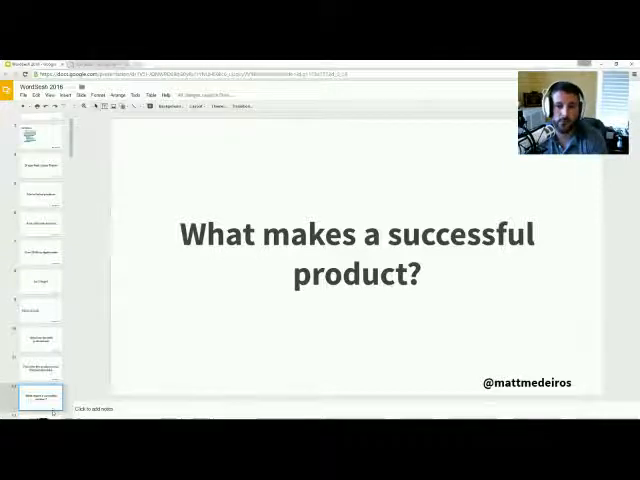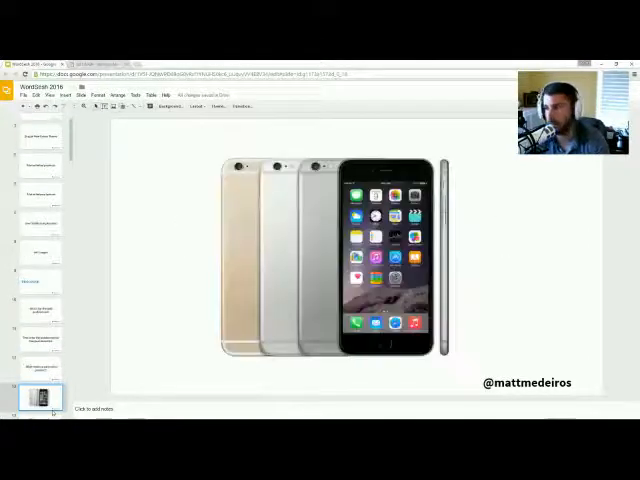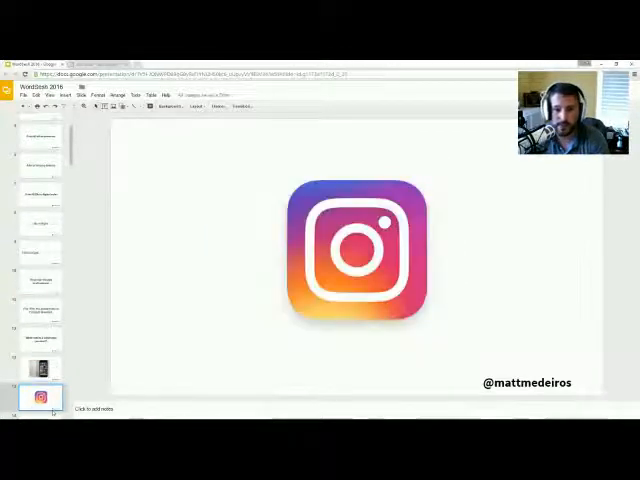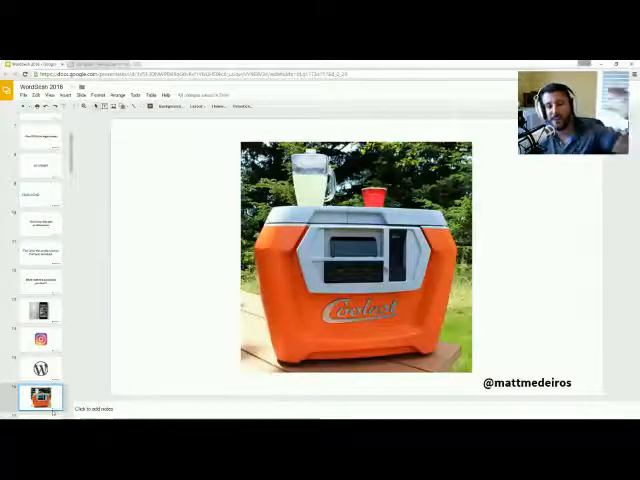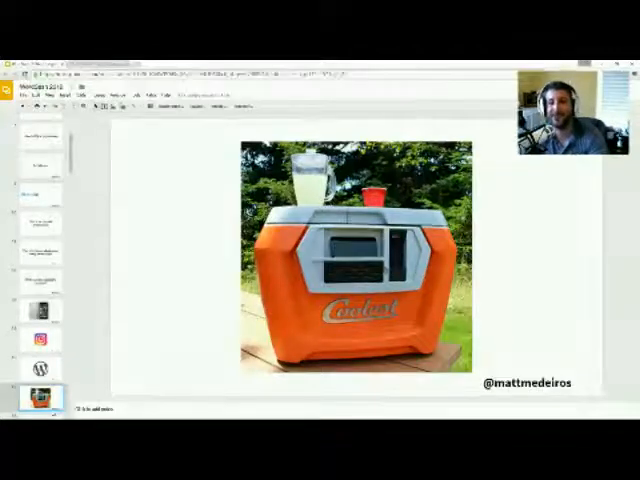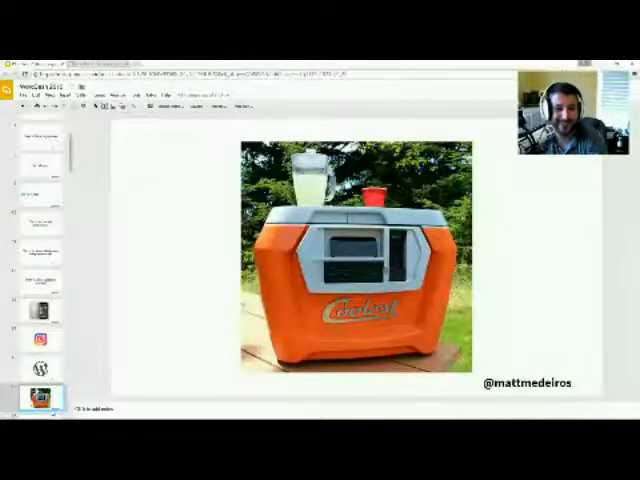So what makes a successful product? I'll give you the quick definition of where we're going today: a successful product is a good product that makes money, that's profitable, that you can manage, that's got some leg room to grow, and that you definitely can feel successful launching. A lot of folks think of the iPhone, right? They think of Instagram as a successful product. They think of WordPress as a successful product. They think of that awesome cooler that raised millions of dollars on Kickstarter as an awesome product.